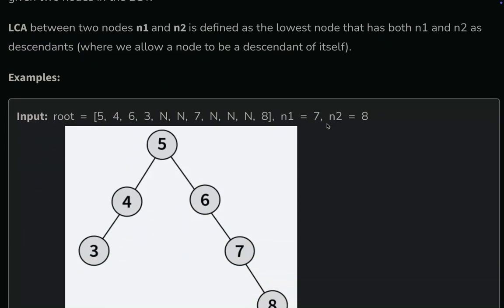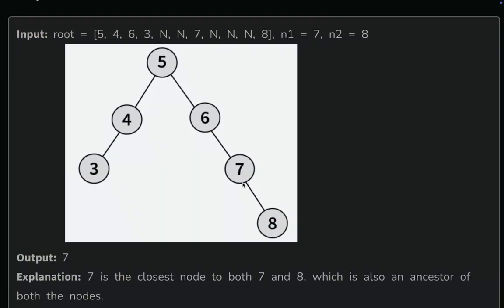In this tree we have 7 and 8. For 7 and 8, the LCA is 7. If I have 3 and 7, the LCA is 5. If I have 4 and 8, the LCA is 5. And if I have 6 and 8, the LCA is 6.